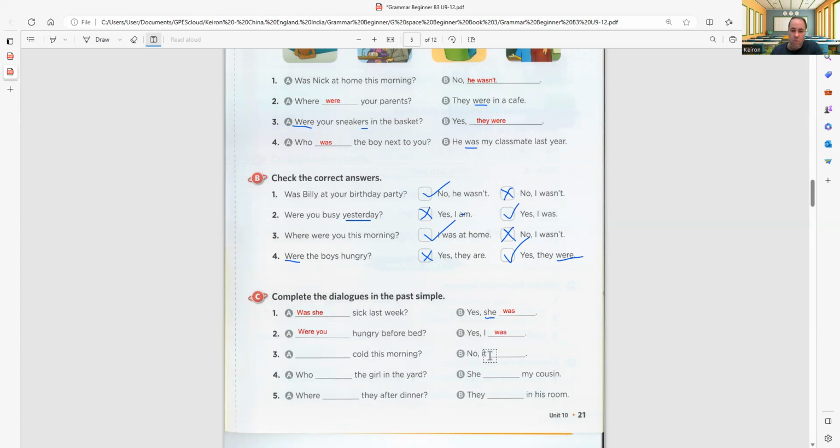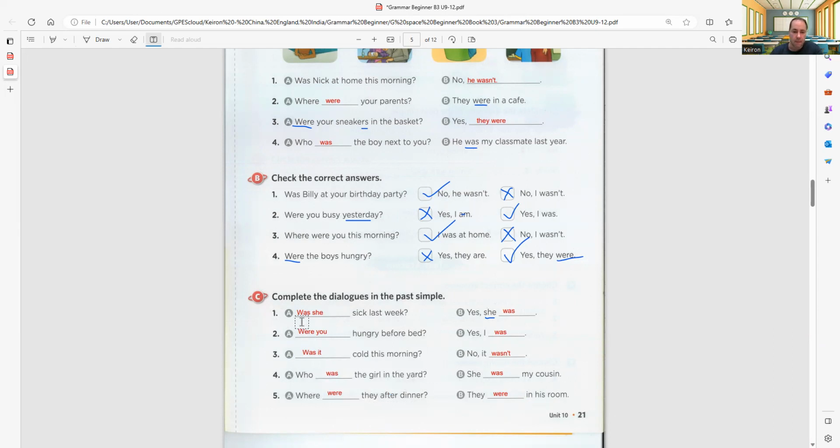Something cold this morning? No, it. So negative, it, he, she, it wasn't. All right. So guys, was it cold this morning? No, it wasn't. Who something the girl in the yard? She's something my cousin. She was. So who was the girl in the yard? She was my cousin. Where something they after dinner? They were. So where were they after dinner? All right. They were in his room.